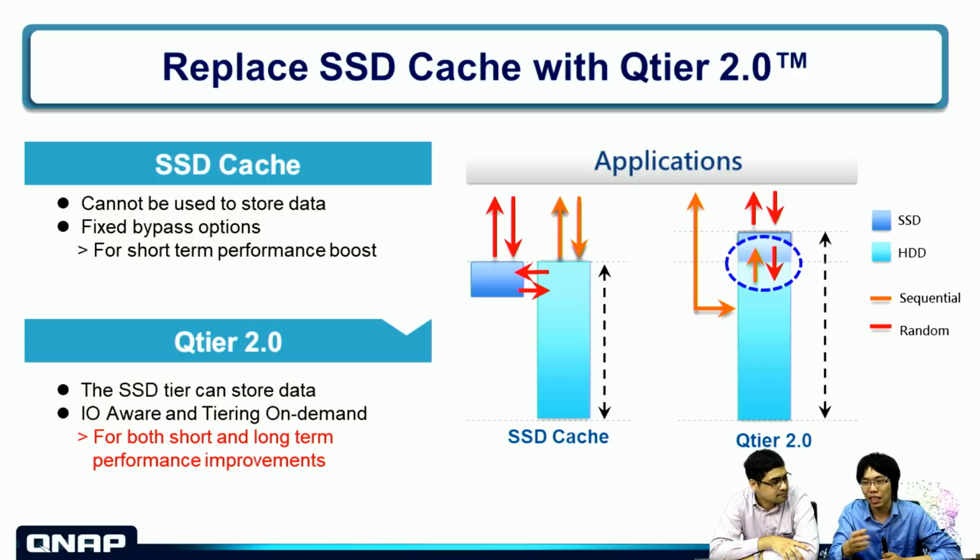And also the access pattern of SSD cache is quite fixed. It cannot be adjusted. For example, if I want some folder or some key application to be boosted by the SSD drive, I cannot do that in SSD cache currently. But right now, we already allow QTS to have such flexible configuration. So we improved QTS because we want to better utilize the full potential of SSD.